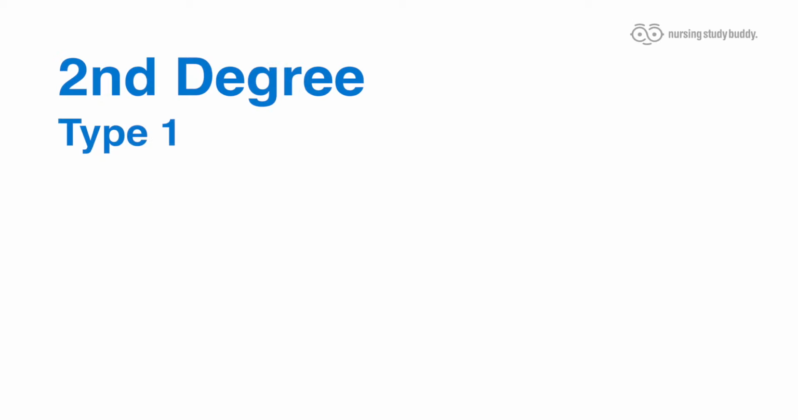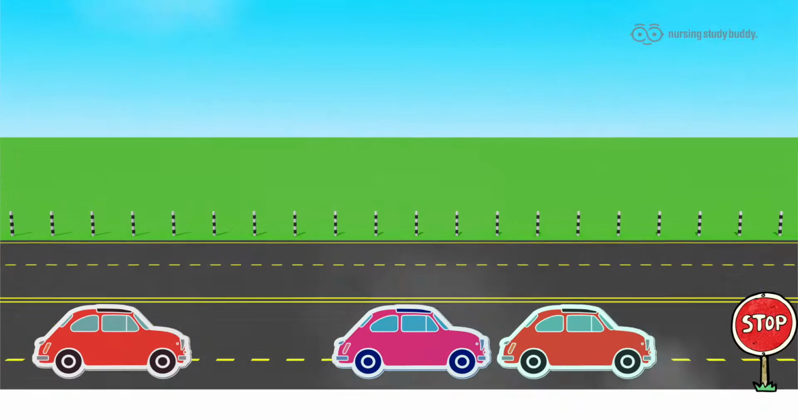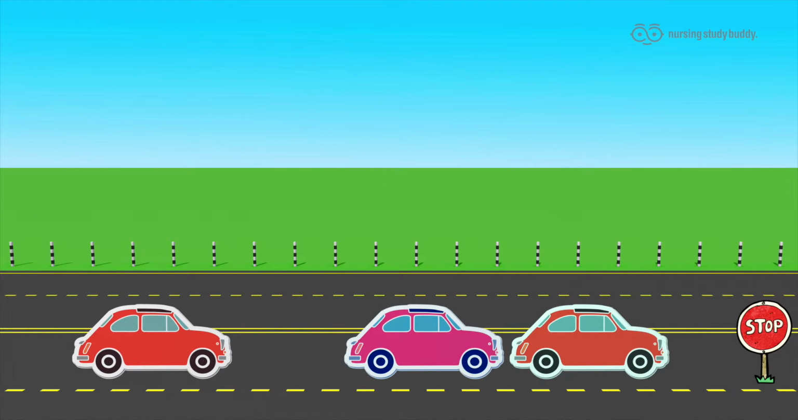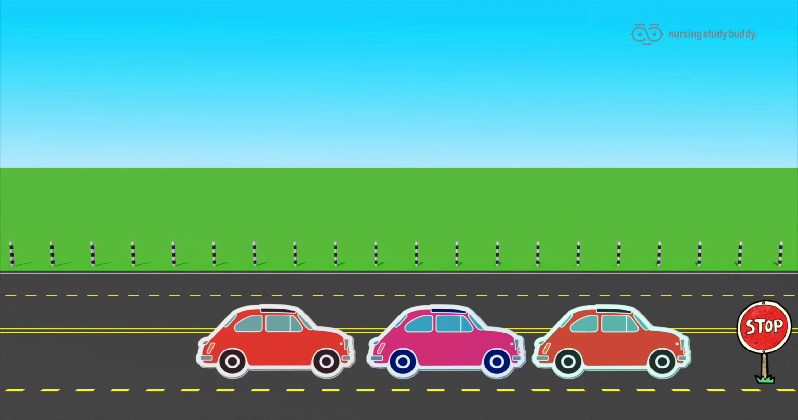Now, onto the second degree. There are two types, or Mobitz, of second degree AV blocks. The second degree, type 1, or Mobitz 1, is also called a Wenckebach. This appears on an EKG as a progressively lengthening PR interval until the rhythm drops a QRS complex. Now, if that doesn't make total sense, with our analogy we used earlier, our roadblock is making cars wait longer and longer until one gets stopped completely, or can't create that QRS complex.